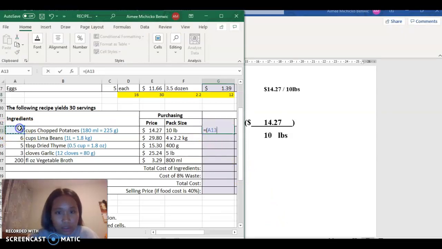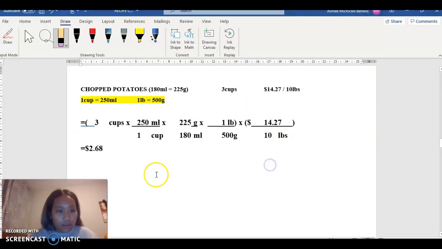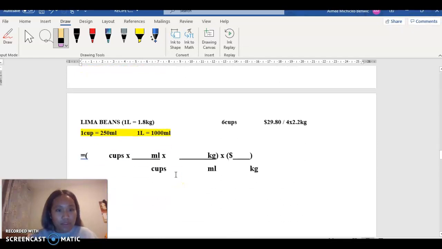So 3 cups multiplied by 250, multiplied by 225, divided by 180, divided by 500 grams, close bracket, and then the price of $14.27 divided by 10 pounds, close bracket, that gives us $2.68. So for the next item, it's the lima beans.